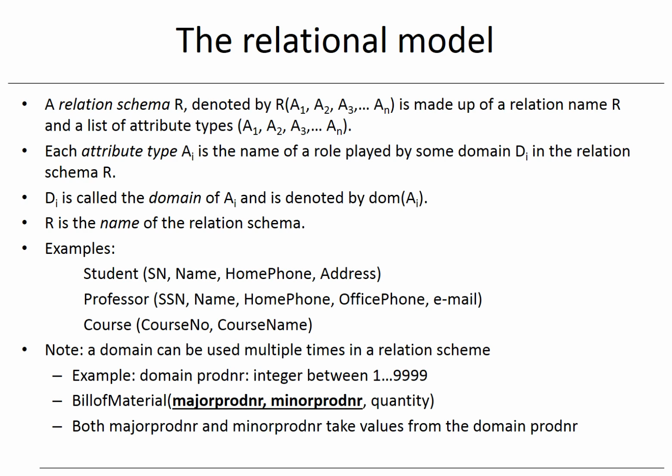The prod number domain can now be used to define the attribute types major product number and minor product number. An advantage of using a domain here is that if the product number definition would ever have to change, such as between 1 and 99,999, then this change should only be done in the domain definition, which seriously improves the maintainability of our relational model.